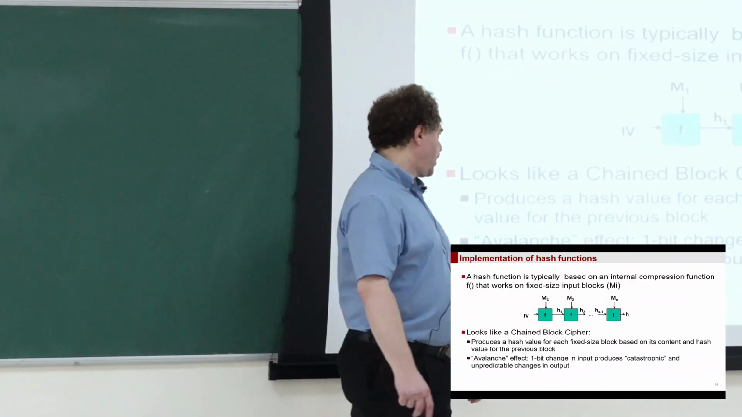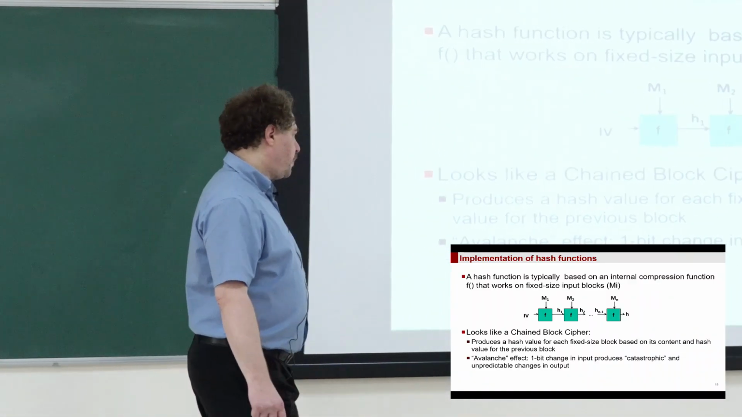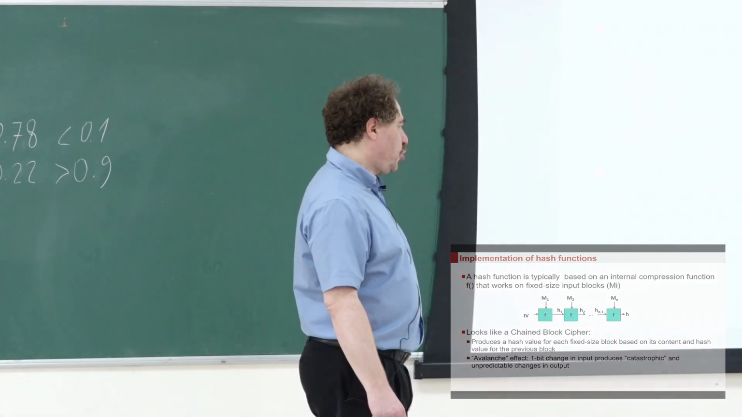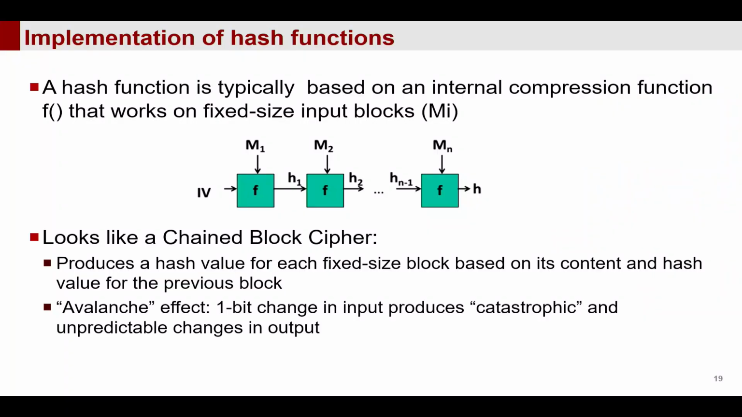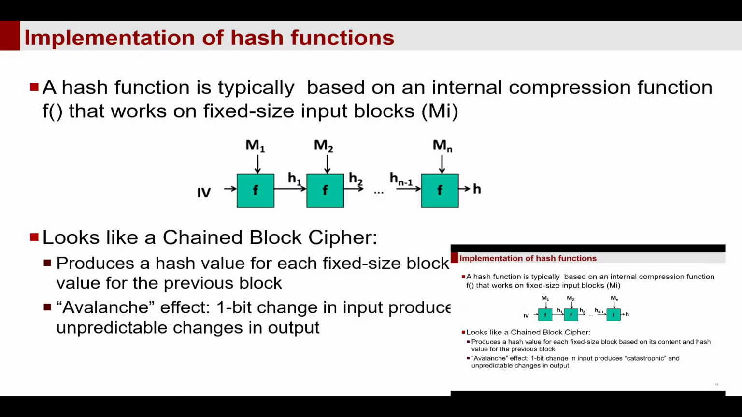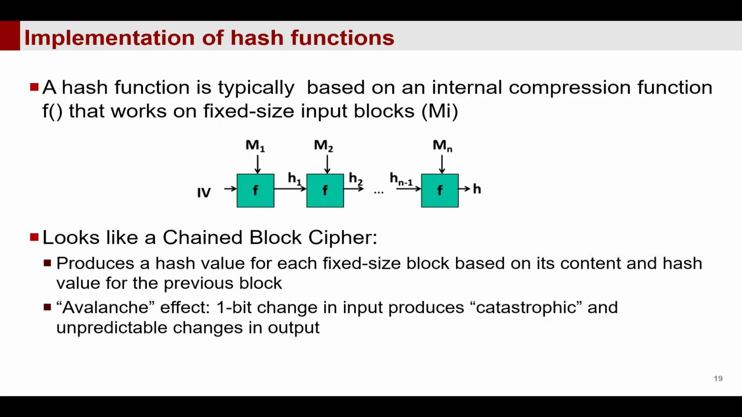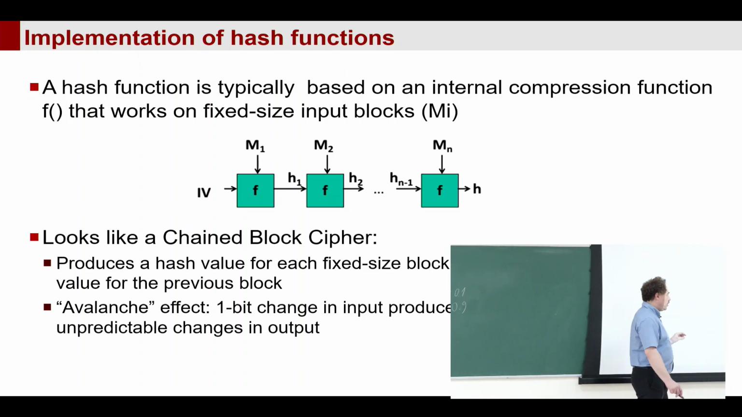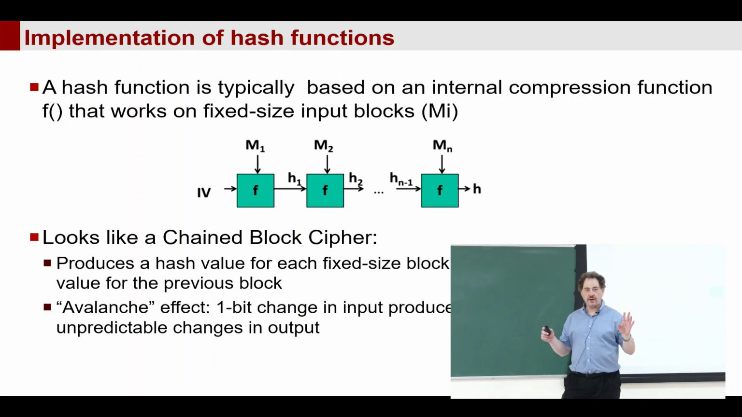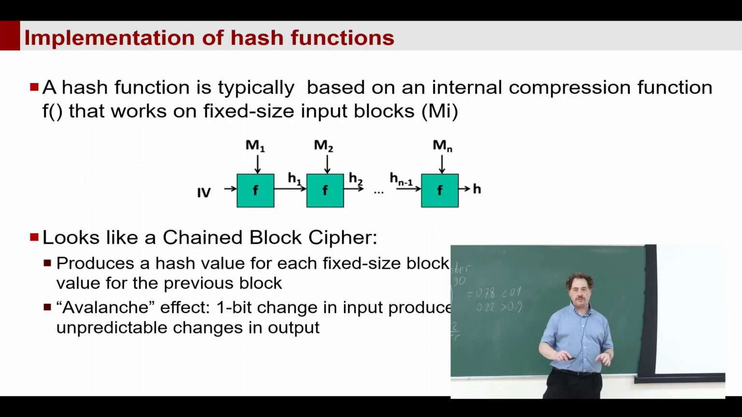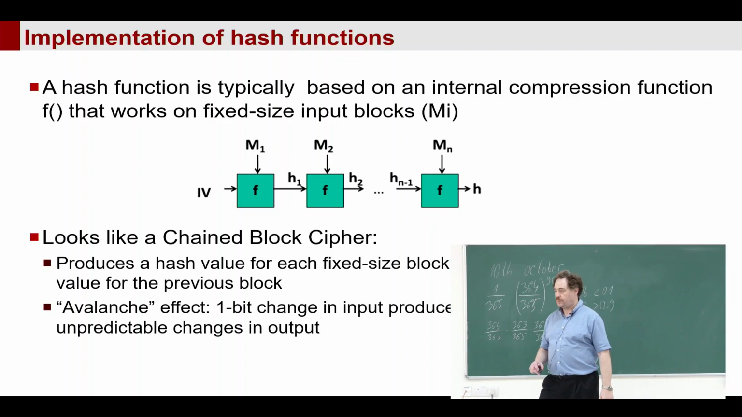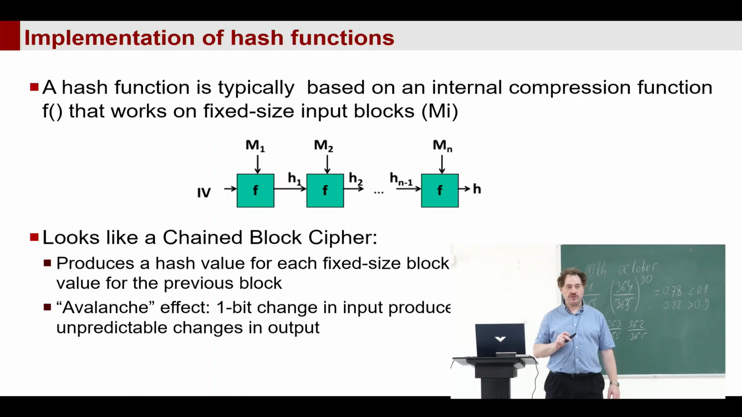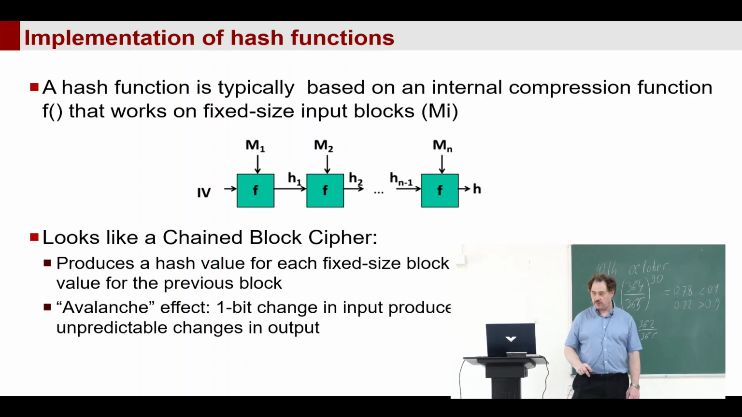So it looks like a chain block cipher, right? It produces a hash value for each fixed size block based on its content, and the hash value for the previous block. And one of the properties is what's called the avalanche effect. If we just change one bit in the input, most likely all bits of the hash value would look different. So one change in the input, dramatic effect on the output.